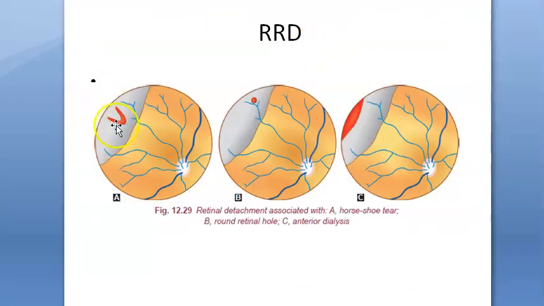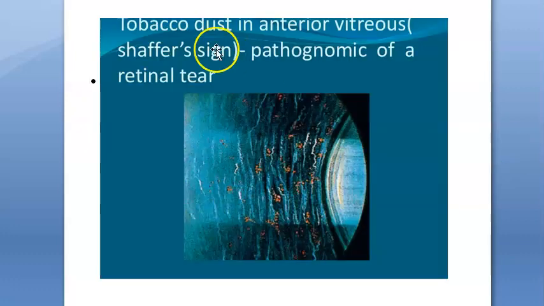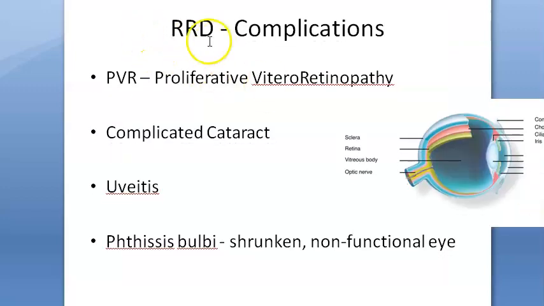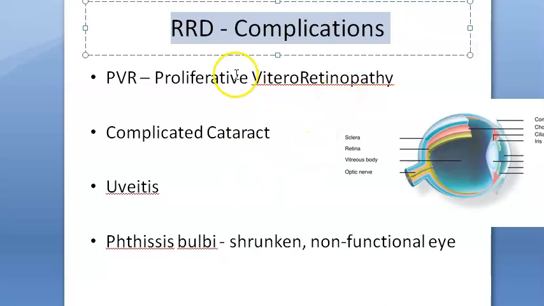Okay, then this is a horseshoe tear. This is a round tear, and this is an anterior dialysis. This is a round hole. They are saying this is a hole, this is a tear, this is a dialysis. You can see tobacco dust in the anterior vitreous. This is Shafer's sign. This is pathognomonic of retinal tear. Tobacco dust, where will you see, guys? In rhegmatogenous retinal detachment, the retinal tear, you can remember.